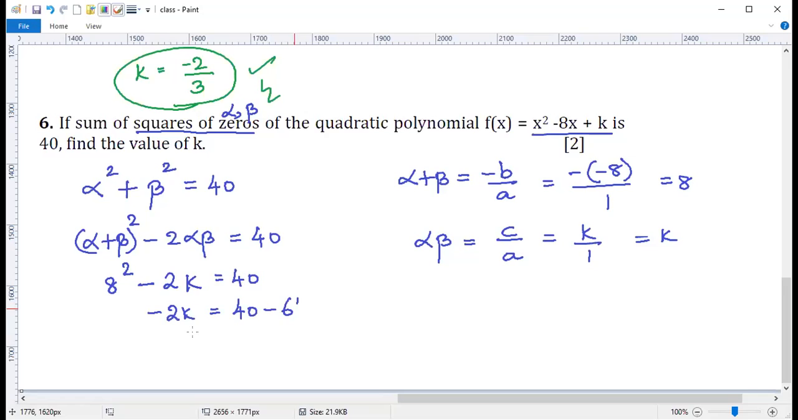64. So what is it? Minus 2k is equal to 40 minus 64, which will be minus 24. Minus 24. So what is k? K is equal to 12. Getting it? Do you have doubts?